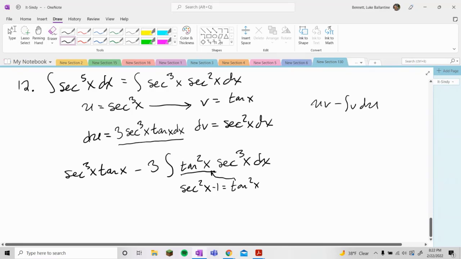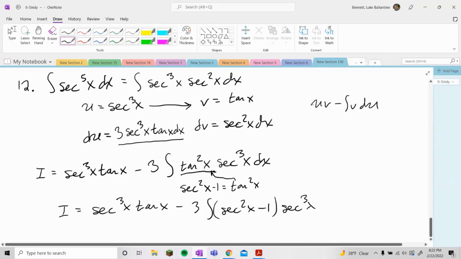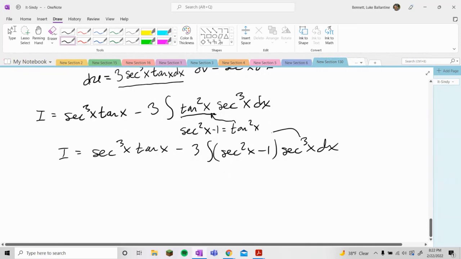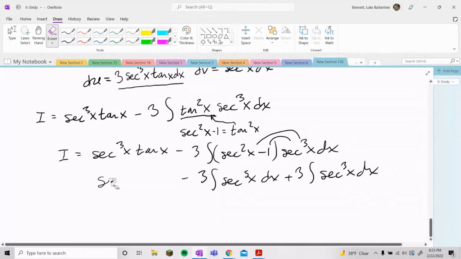It's a boomerang because we have secant to the 5th again, and we do know the integral of secant cubed now from the last problem. So that's what we're going to do. This is I. I is secant cubed x tangent x minus 3 integral of secant squared x minus 1 times secant cubed x dx. Distribute: minus 3 integral secant to the 5th, the boomerang part, plus 3 integral secant cubed x dx. This guy tags along. Now we just collect the I.